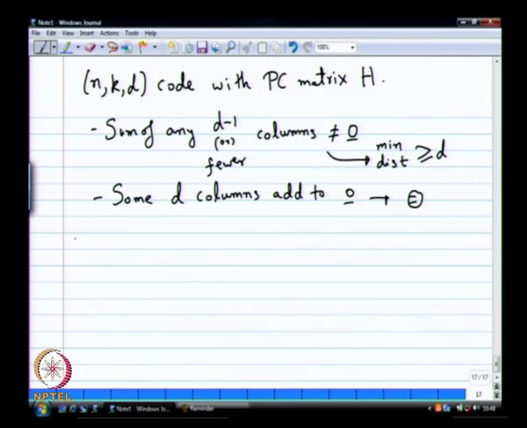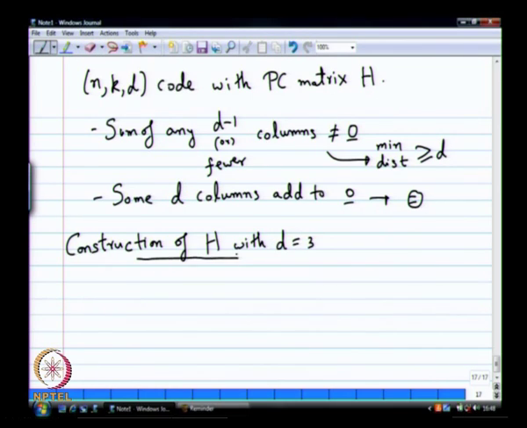Okay. So I want to construct, so construction of H with d, let me say at least, let me say d equals 3. Okay. So it is not too difficult.